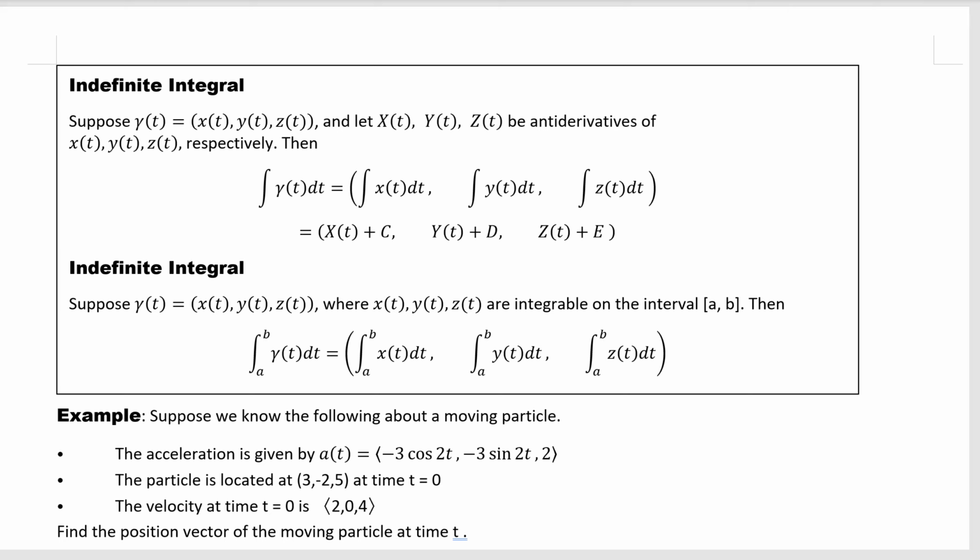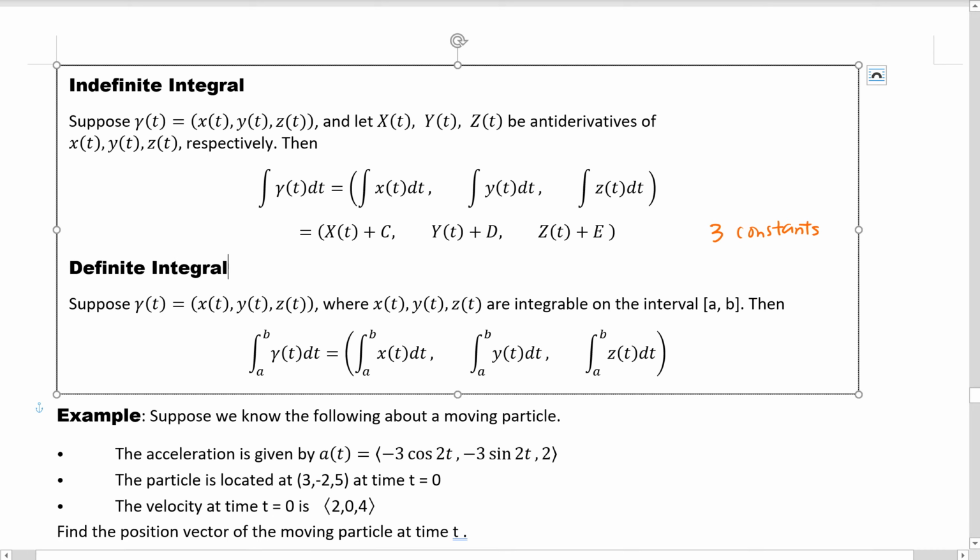So that's the antiderivative of x plus a constant c, and then the antiderivative of y plus a constant d, the antiderivative of z plus a constant e. So here we have 3 constants, because we have 3 dimensions. How about the definite integral? A typo here. I want to say definite integral.